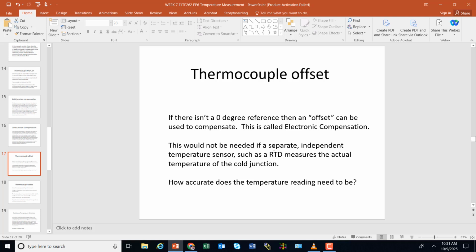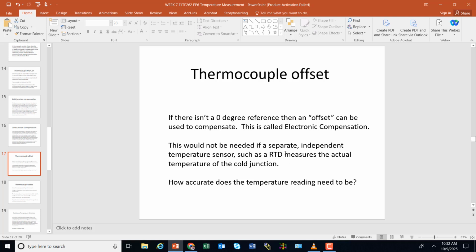It said this would not be needed if a separate independent temperature sensor, such as an RTD, measures the actual temperature of the cold junction. That's what I'm talking about. So if you used a thermocouple to get your temperature, let's say you wanted a wide range, you wanted flexibility, and then you used a separate RTD to measure the cold junction, then you could use the RTD measurement to figure out what the offset and everything would be. Well, you're adding another system. Then you're like, well, why don't you just use an RTD to start with? Well, the RTD might not have the temperature range or be as flexible as the thermocouple would be, all right?